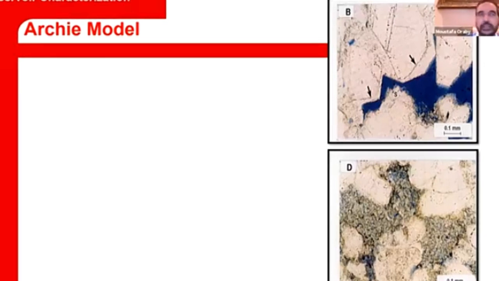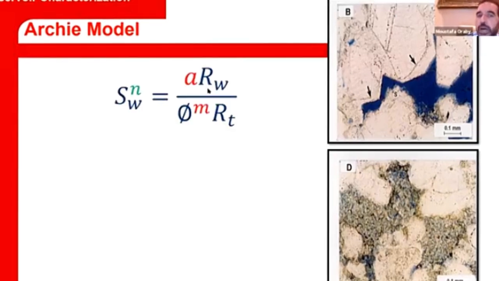Let's say 5% clay. Okay? 5% clay is fine, 10% clay is fine. But don't go for 30, 40, 50%. It's not going to work. It will overestimate your water saturation. What's the model? If you look at the model, it actually goes for RW, porosity, and RT. Is there any mention in this equation of any clay, anything called clay volume? Is there any V clay in here?